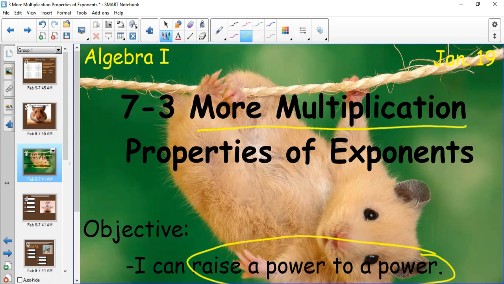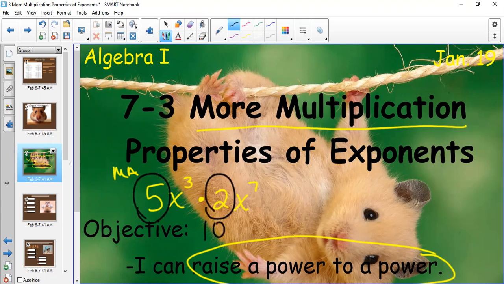So on Friday we did the MA problems, where we multiplied our coefficients and added our exponents. So that looked like this. It was a multiplication problem. And what we did, again, if you remember, we multiplied our coefficients. So 5 times 2 gave us 10, kept our bases the same, x, and we added our exponents. So 3 plus 7 would be 10. So that was 10x to the 10th.